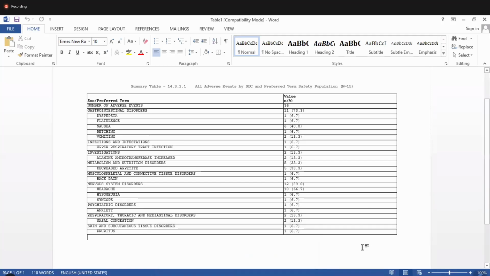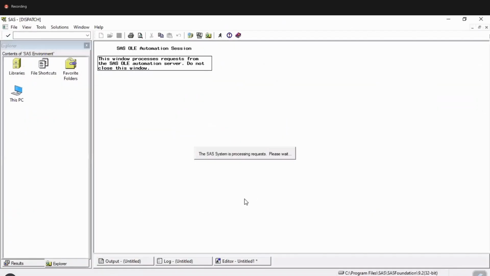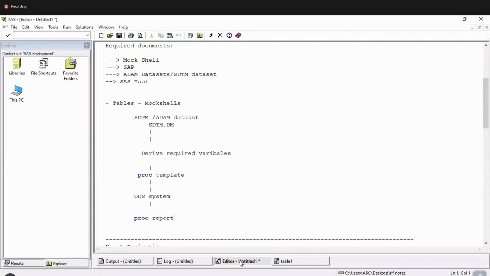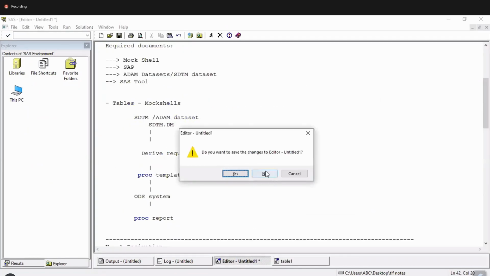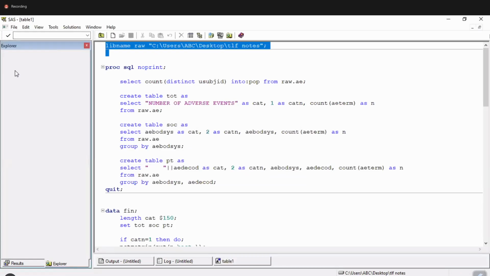Okay, let's see how to approach this program. To derive this table, I need one data set. I have an AE data set already. Based on this data set, I'm going to derive this table. See the first draft of the code: I'm taking that AE data set as the input first.